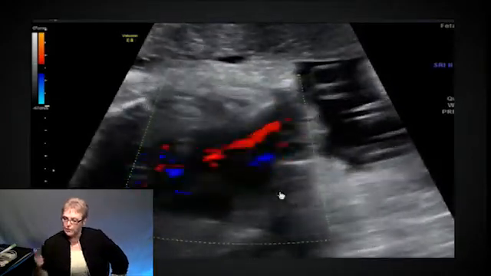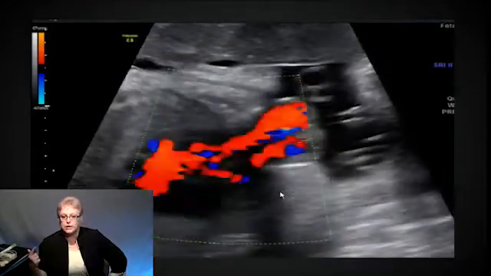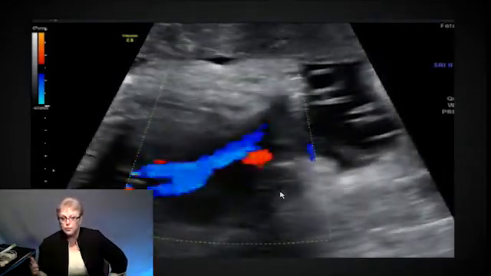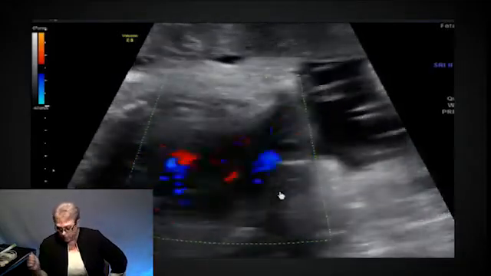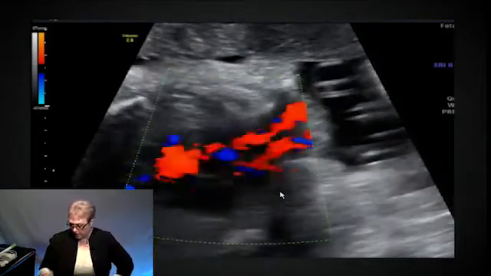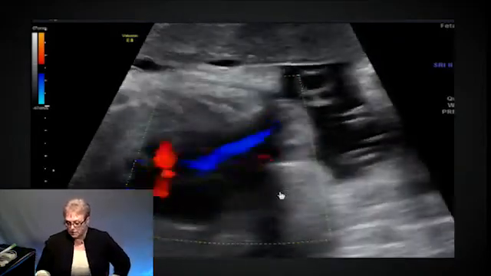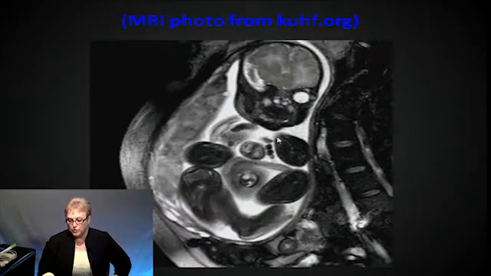So anytime you're evaluating something with the heart, make sure that you're looking at it in 2D and with color, and then later on you'll put on a Doppler also for color analysis. This is the baby with MRI, looking straight at us.